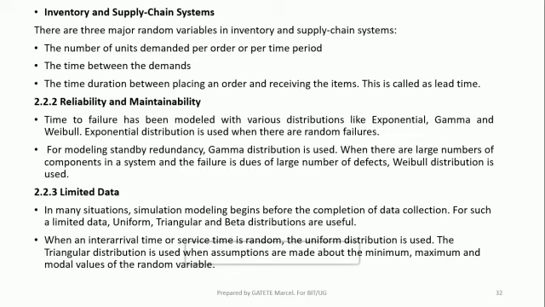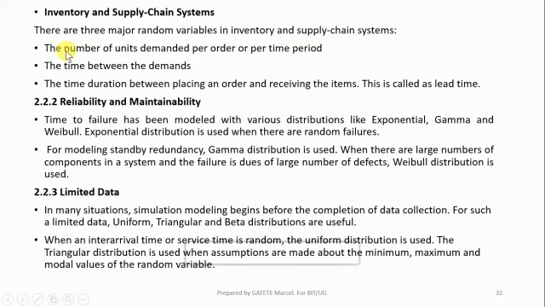We can also have an example using an inventory and supply chain system. We are in a production company. This production company is manufacturing products or some components, say, for example, car parts. So here there will be a supply chain. Here we can have three major random variables in the inventory and supply chain system.